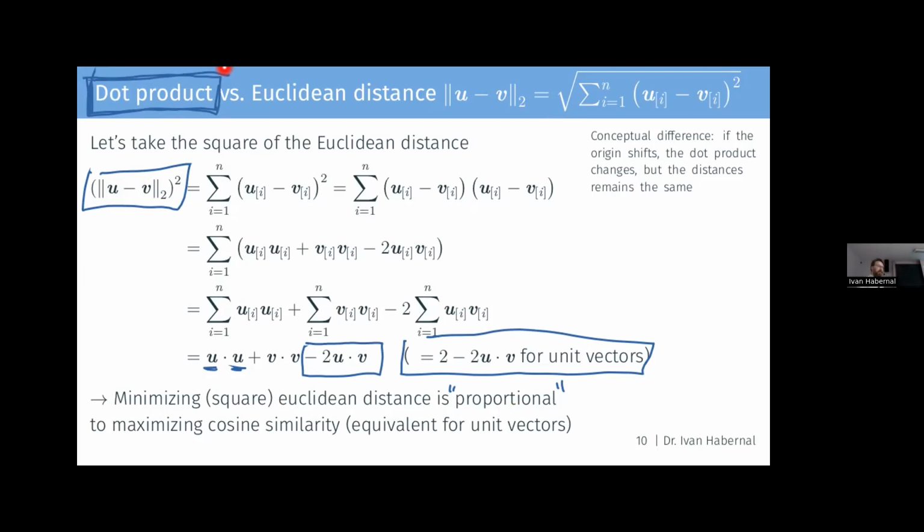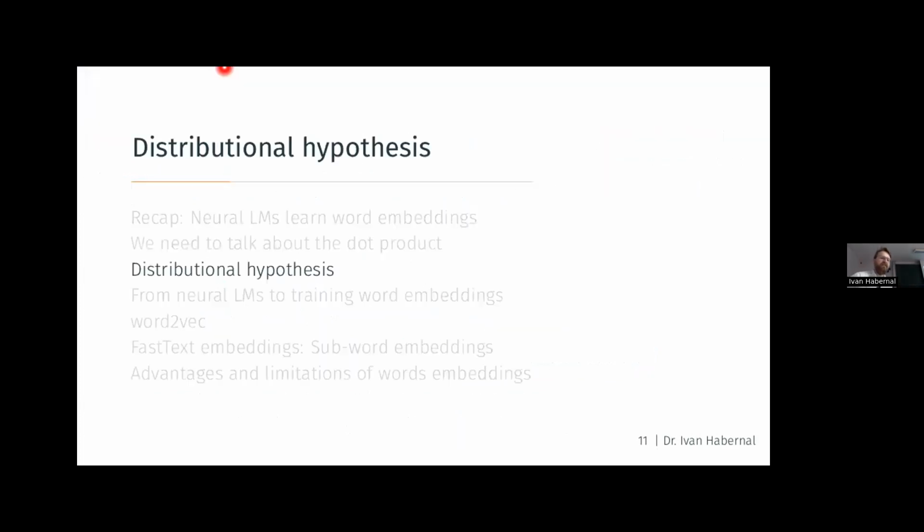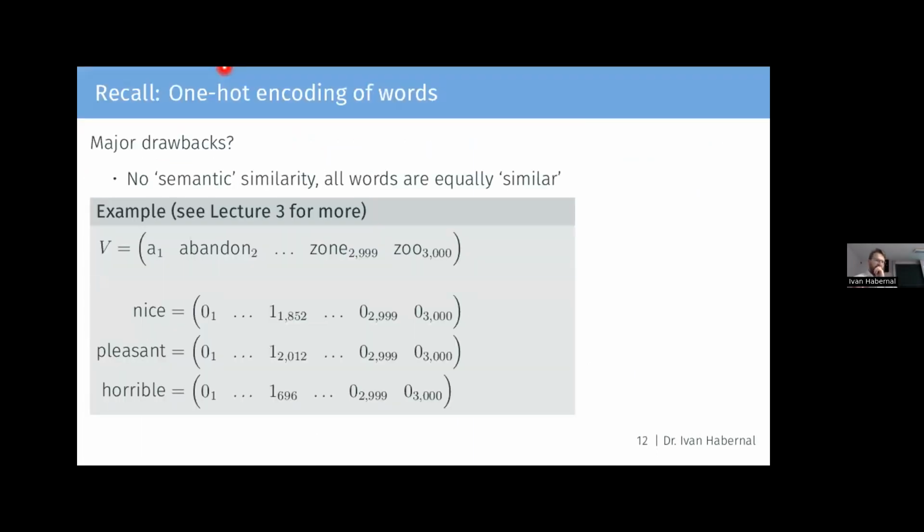But now we have to move to the word embeddings and how we can get them. So fast forward, let's talk about the distributional hypothesis and why it is important and where it comes from. If you recall one-hot word encodings, you have a vocabulary of some size, let's say 3000, which is super small, and each word is represented as almost 3000 zeros with just one position set to one. The point is that there is no notion of any sort of semantic similarity. So all words are equally similar or dissimilar.